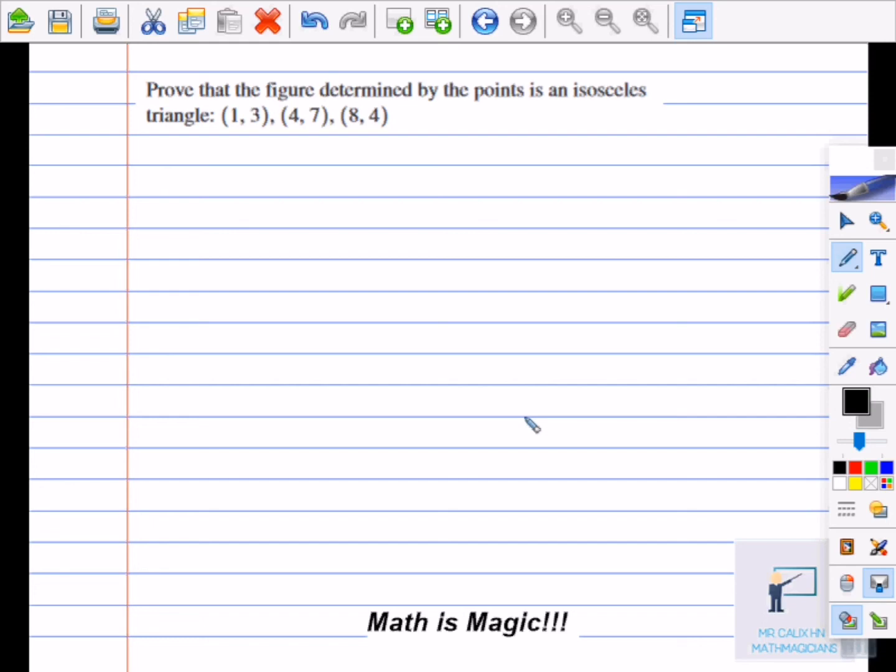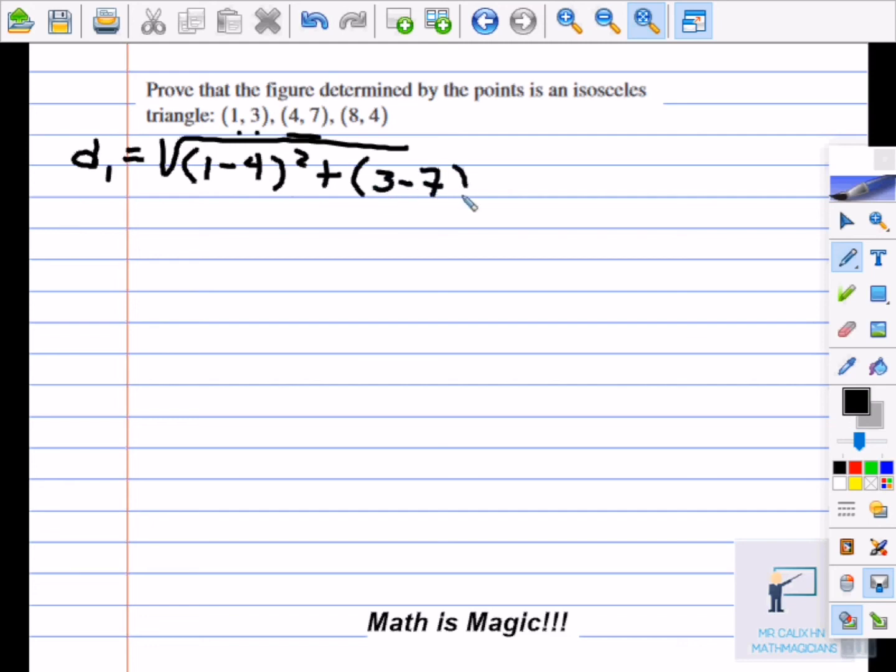We will find distance 1 between point 1 and point 2. Let's call these ones like that. So it will be the square root of 1 minus 4 squared plus 3 minus 7 also squared. If you evaluate those subtractions and the squares, and you just leave it inside your square root, it will tell you that it is the square root of 25, because it will be 9 and 16. Yes, it's correct. That answer here would just be 5.